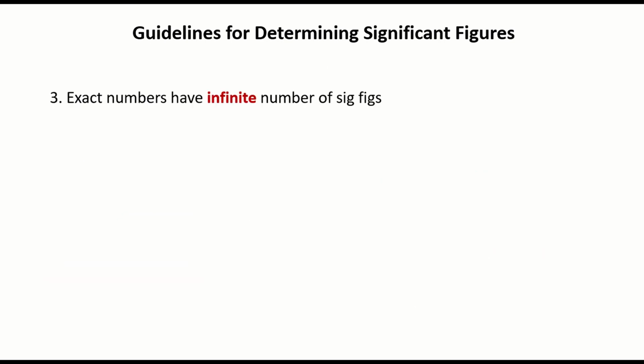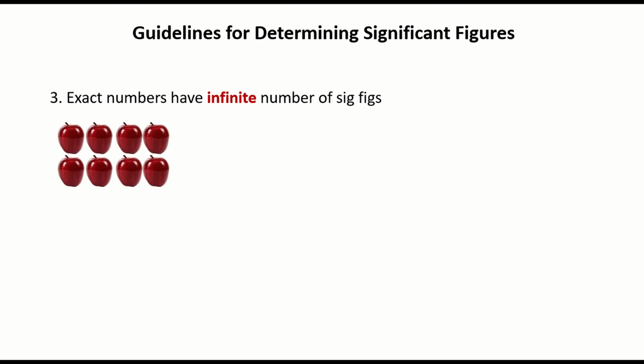All right. The exact numbers. The exact numbers actually have an infinite number of significant figures. Why? We know them exactly. The quantity is exactly known. For example, how many apples? 1, 2, 3, 4, 5, 6, 7, 8. You have 8 apples.